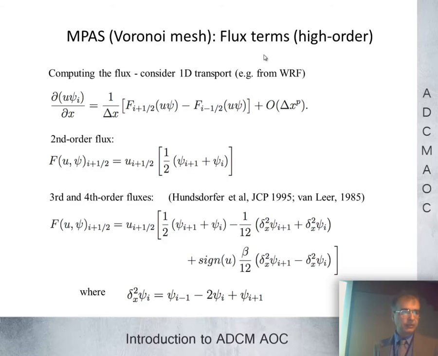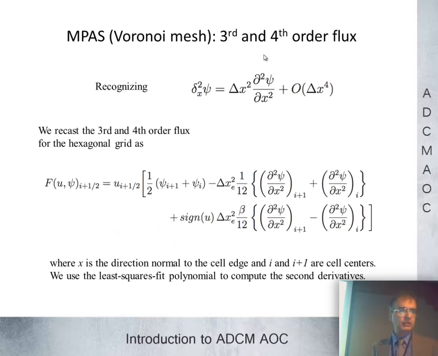It's just the 1, minus 2, 1 combination of variables in the neighboring grid boxes. But when you go to this more general mesh, it's not so easy. So the second derivative can be expressed like this. It's d2 psi by dx squared. So when you're trying to do this on the MPAS mesh, you have to represent these terms to get up to third and fourth order, in addition to your standard second order term.